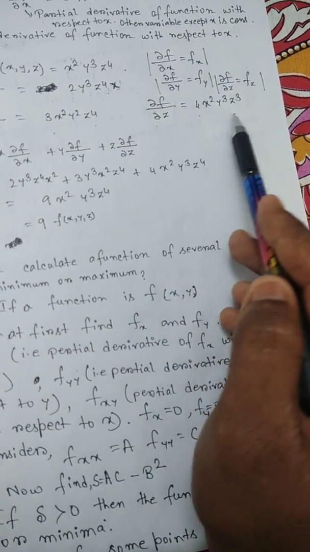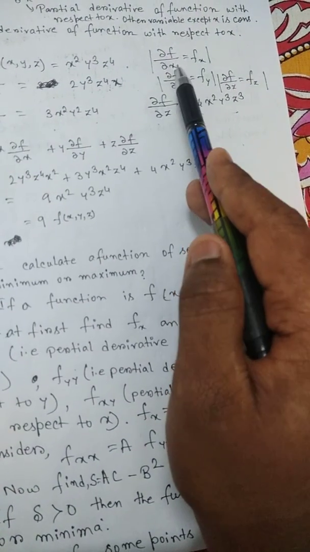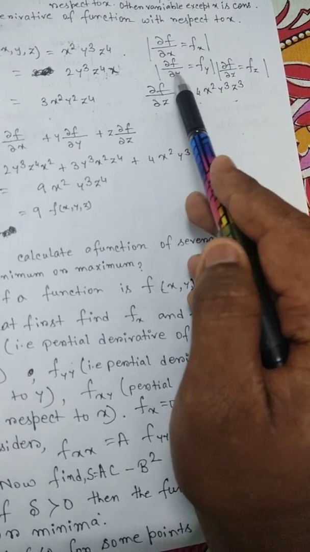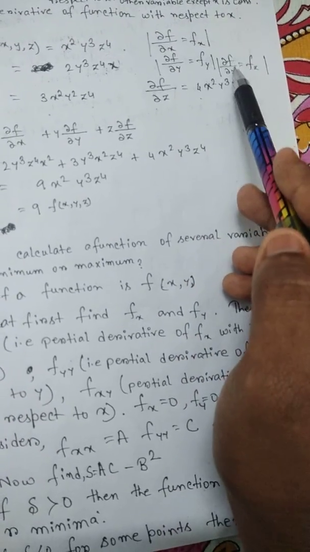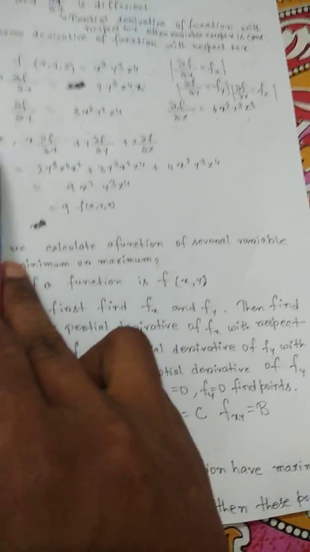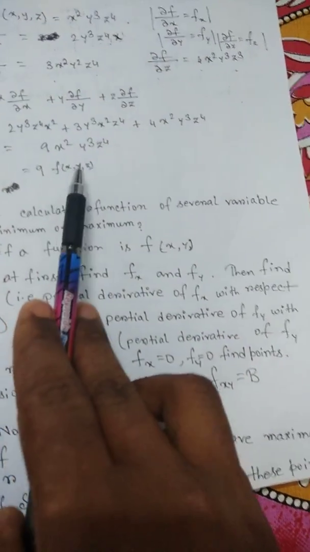Now this way we find del f del z. Okay, del f del x is also denoted by fx, del f del y is also denoted by fy, and del f del z is also denoted by fz. Now we can calculate that simply for f of x y z.